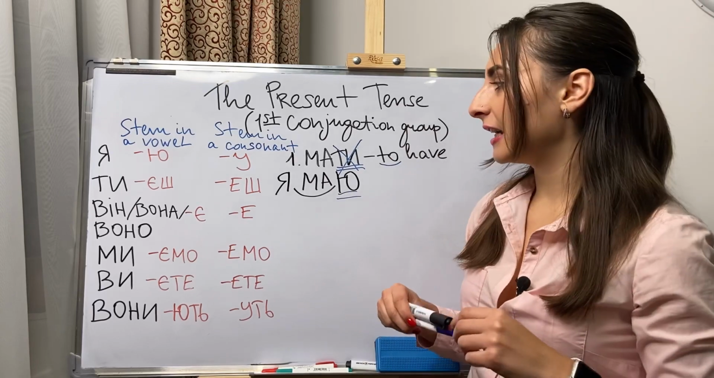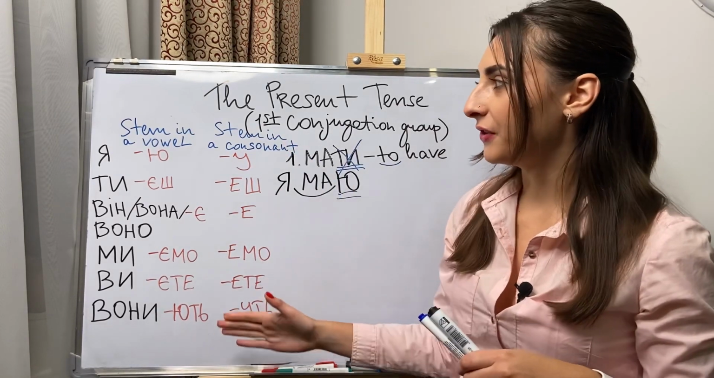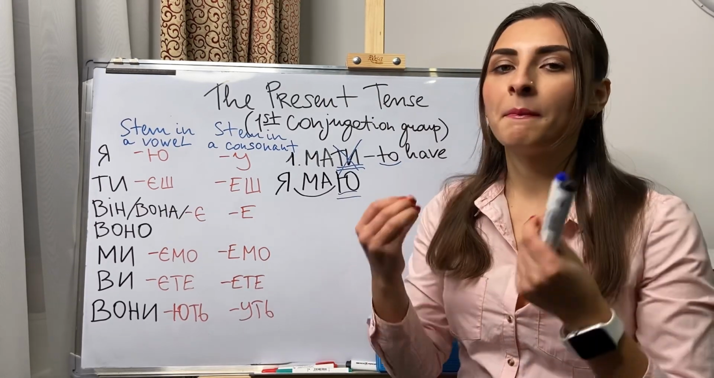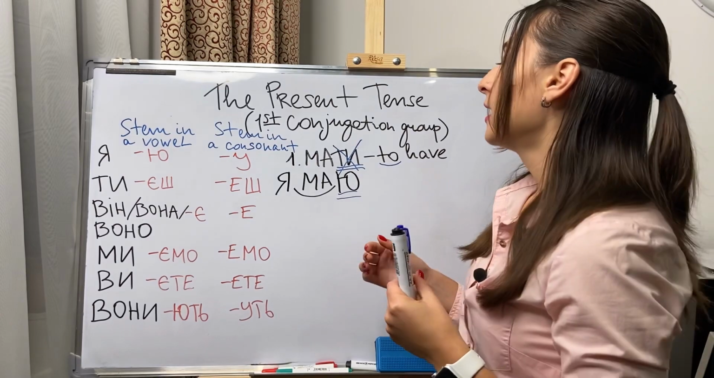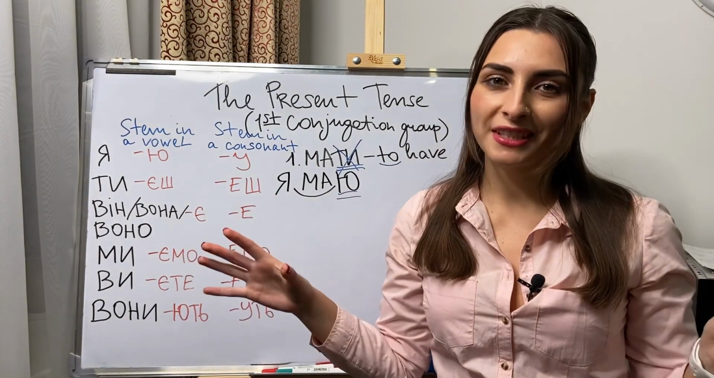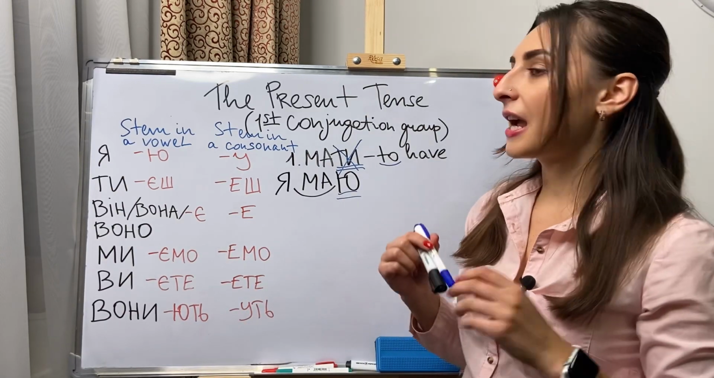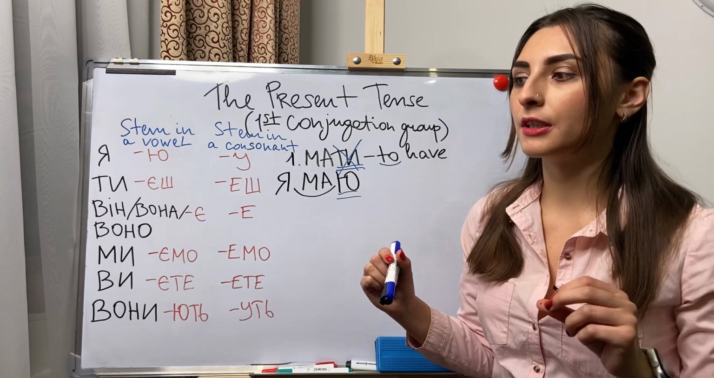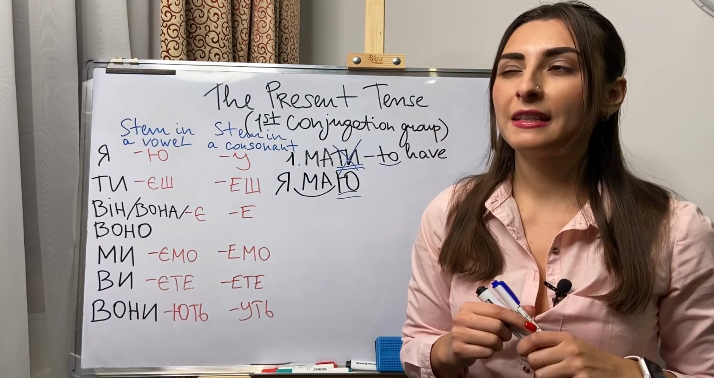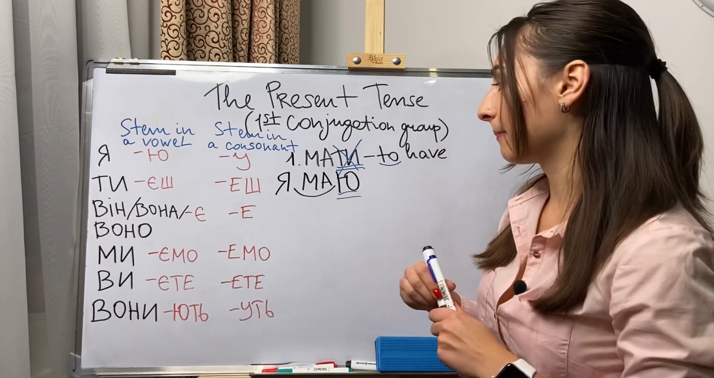So it's very easy. You just have to write down these endings and just practice this pattern many times. So, of course, we have exceptions. In Ukrainian language, as in other languages, there are lots of exceptions. We have some of these short stem verbs that belong to the first conjugation group that have a little bit irregular endings, and you have to remember them.